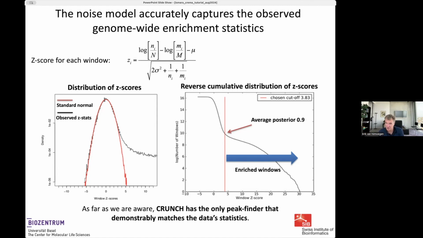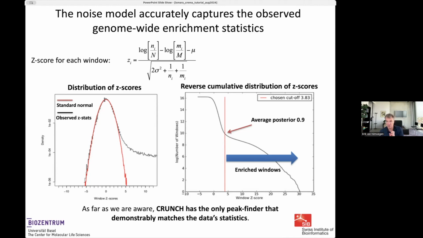And I think this is noteworthy because for almost all other peak finders for ChIP-Seq that I'm aware of, the distributions that they assume do not fit the distributions you actually see in the data.